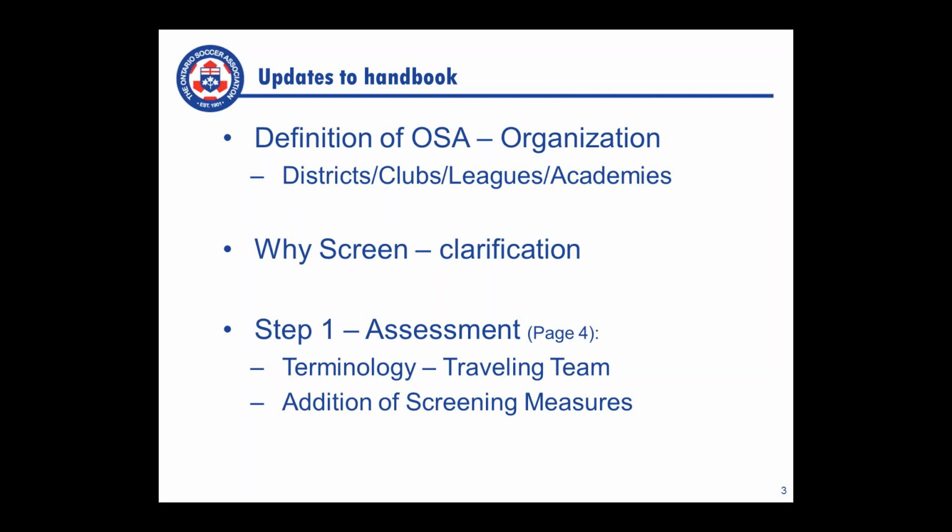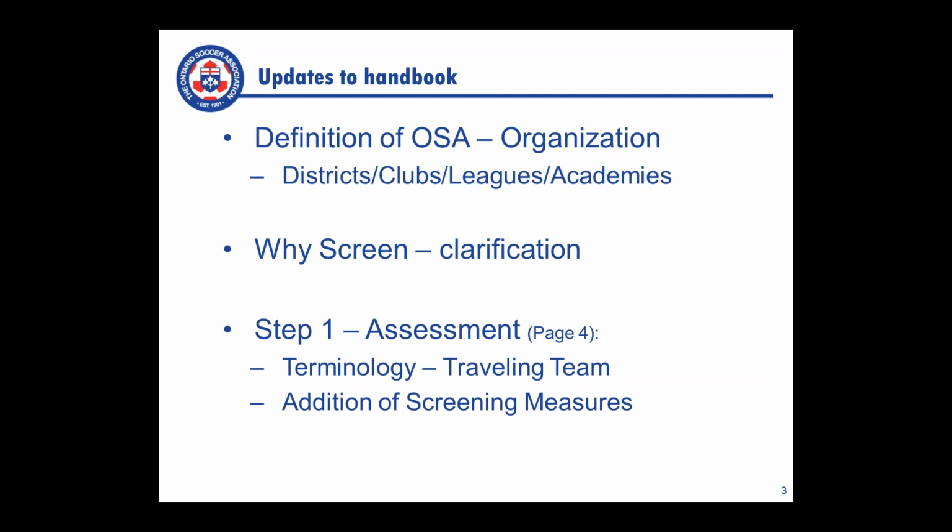Also on page 3, the section Why Screen was rewritten for clarity, with emphasis on, number 1, improving the quality and safety of programs and services. Number 2, reducing risk and liability. Number 3, better matching people's skills and experience to the needs within the organization. For example, appointing an experienced under-8 coach with under-8 players rather than placing an experienced successful adult coach with under-8 players.